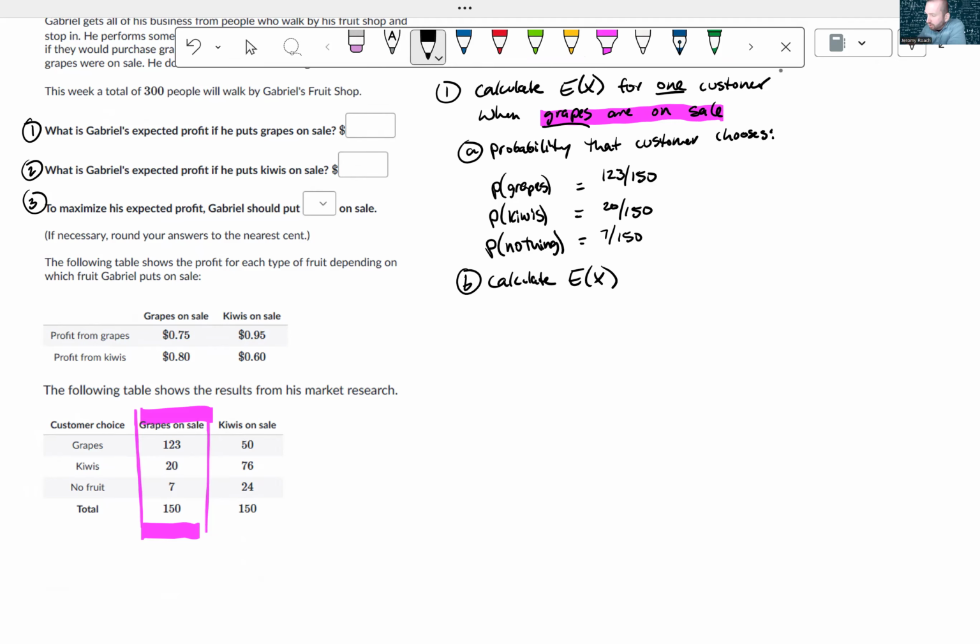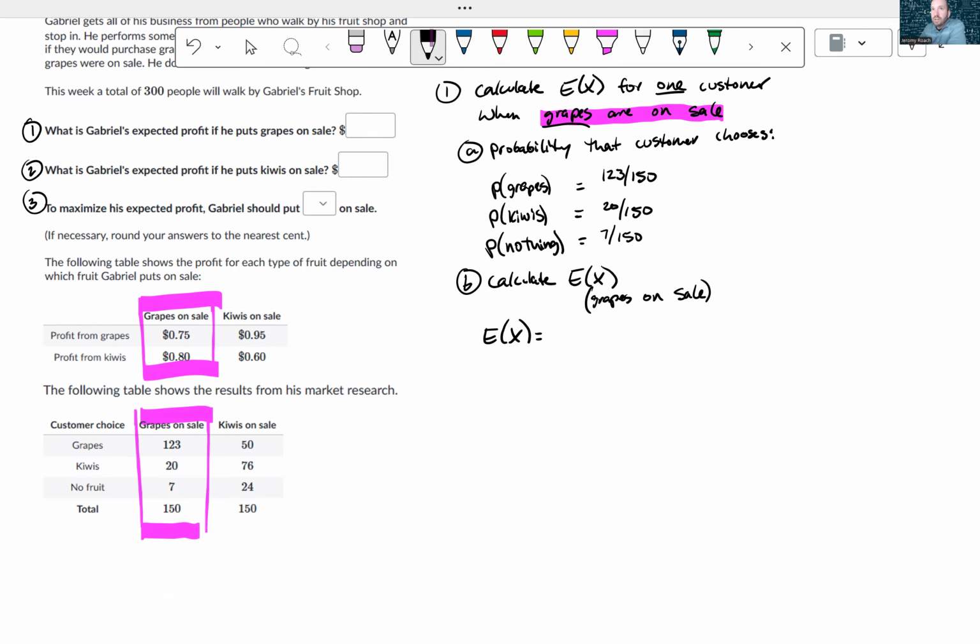And again, this is when grapes are on sale. We're still talking about the grapes, and we've got that highlighted there. So we're going to calculate the expected value. Just write it here anyway: the grapes are on sale, just so we don't get confused when we start doing the kiwi data. Okay, so the expected value is equal to, now we're also going to look at this when the grapes are on sale, our table here.